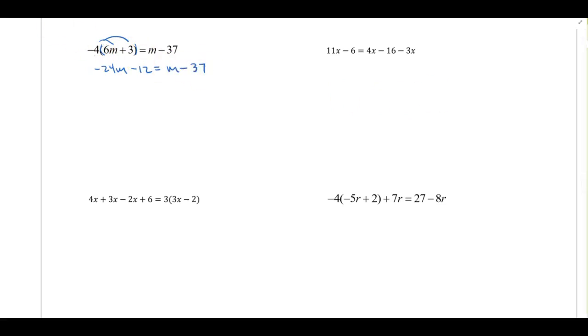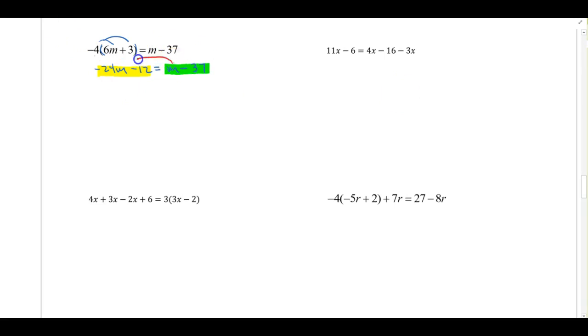So I've done all my distributing. I have no more parentheses. So now I can look. The left side, are there any like terms I can combine here? And the answer to that is no. I look at the right side. Are there any like terms? Answer is no. But now I have to move my variables to the left.